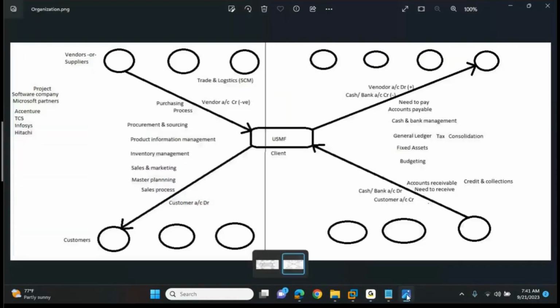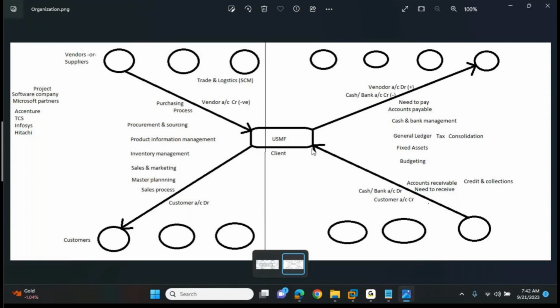Here, customer means the client, right? We are the client. We are receiving some materials from the vendor, and at the same time we are passing that material to the customer. No, not the customer receiving. We are dispatching material to the customer and we are receiving money from the customer, because we have given material. For that material, we need to collect money. That money is what we are receiving.